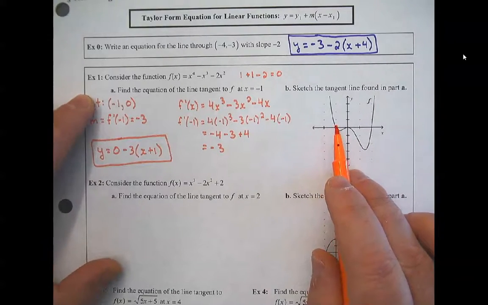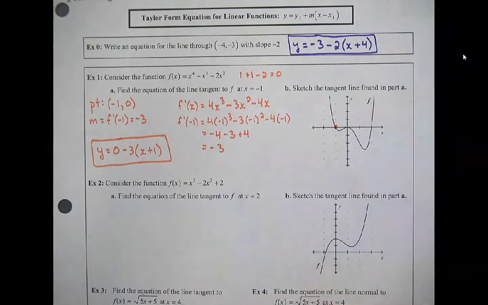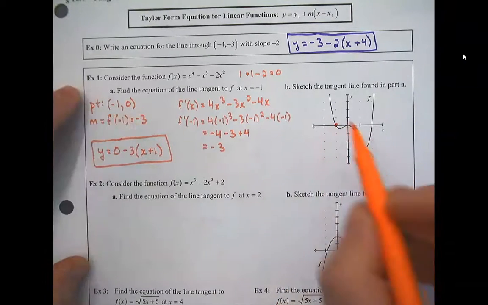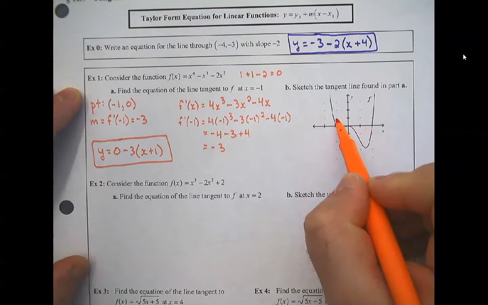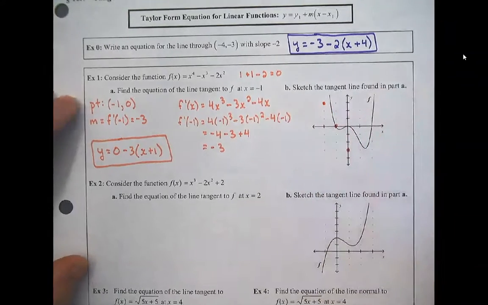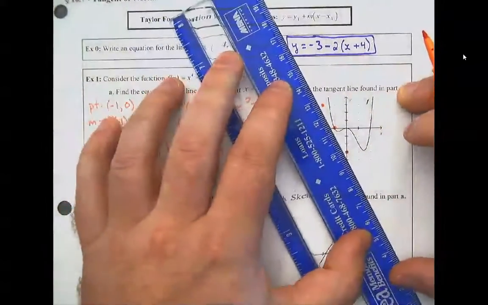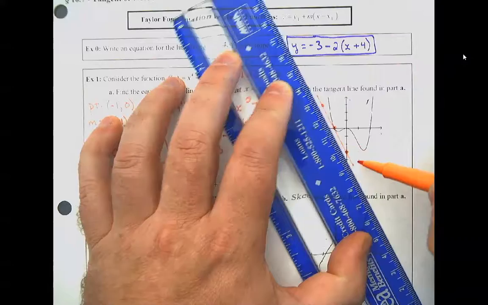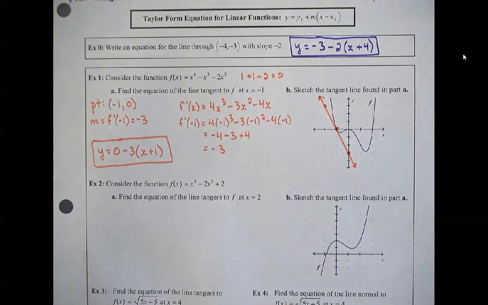Now remember, when we graph a line, we usually start on the y-axis, and then we do rise and run from there. But you can start at any point and then do rise and run. So I'm going to start at the point that we have, negative 1, 0, and then my slope is negative 3, which means I'm going to rise negative 3. I'm going to run 1. And then the reverse of that would be to rise positive 3 and go left 1. And now I'm going to connect the dots. How cool is that? That's the tangent line.